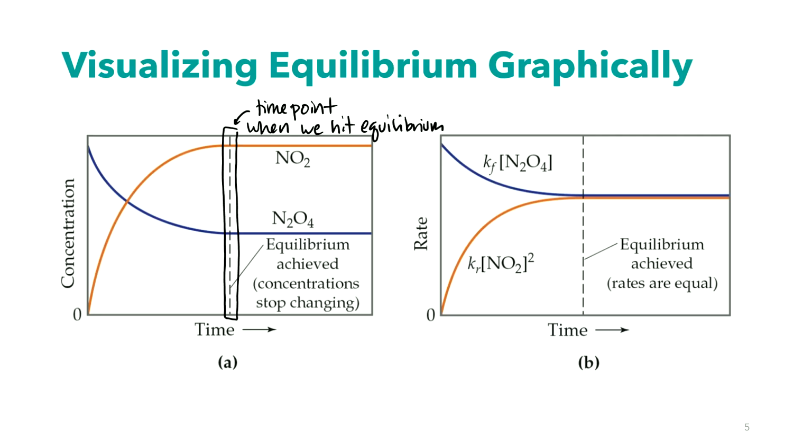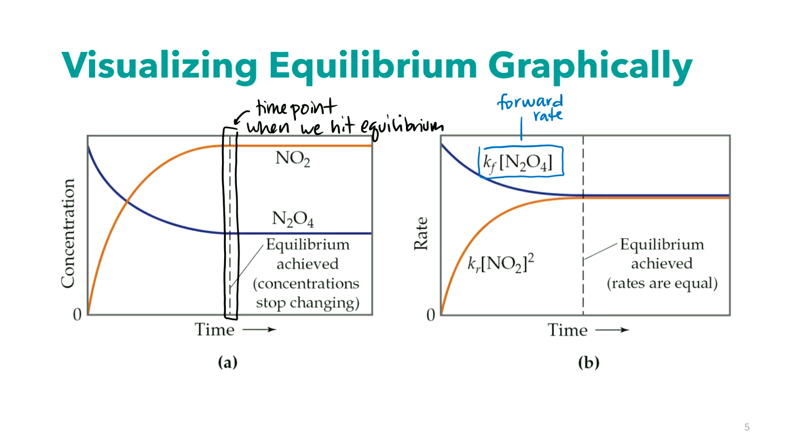All right, so the N2O4 is coming down, NO2 is coming up. Now, the second graph shows us rate versus time. So notice that the blue trace is our forward rate. We just wrote this on the previous slide. That's our forward rate.